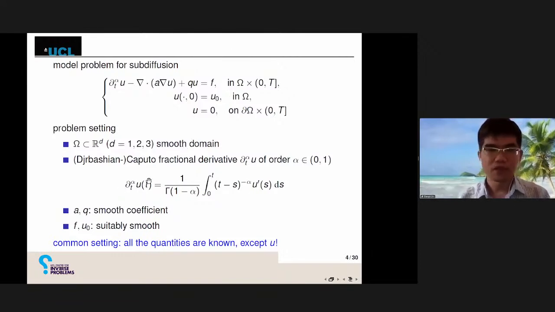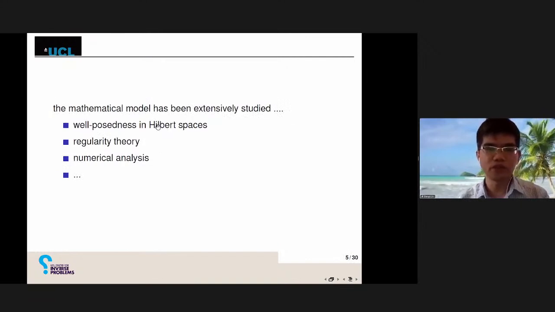Thanks to the great efforts of many mathematicians, including many in the audience, we actually know a lot about this model. For example, we know that the model is well posed in simple function spaces, and we also have the corresponding regularity theory. We have seen a lot of numerical studies, for example efficient schemes, convergence analysis and error estimates. So we know quite a lot.